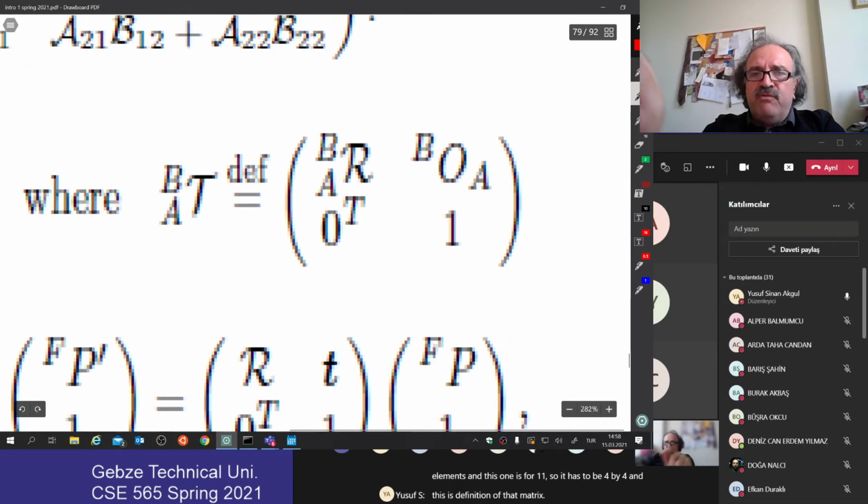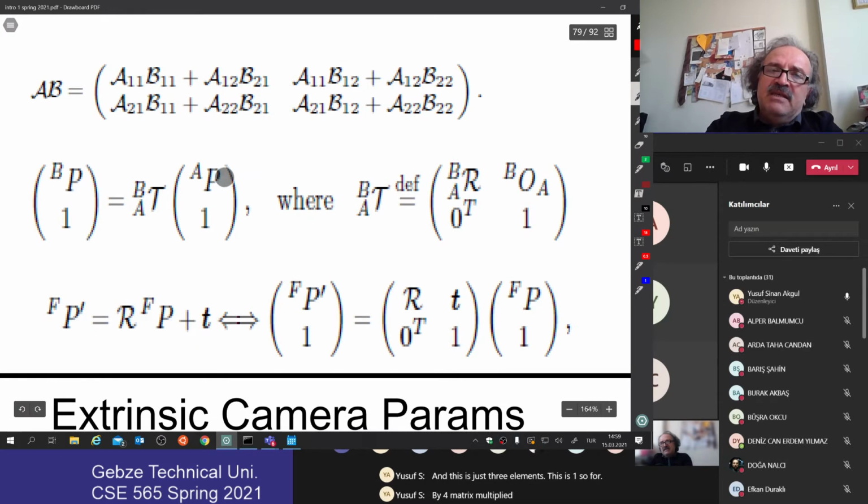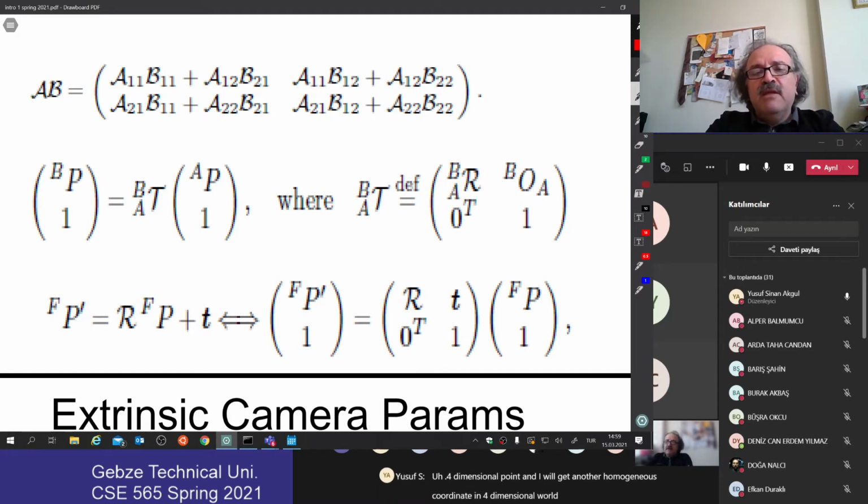Okay, how could this be 4-dimensional? Because this is 3 by 3, right? This is all zeros, 0, 0, 0, and this is just 3 elements. This is 1. So a 4 by 4 matrix multiplied by this 4-dimensional homogeneous point, and I will get another homogeneous coordinate in the 4-dimensional world. So instead of doing addition and multiplication, I just express this in a single matrix multiplication, which is perfect.